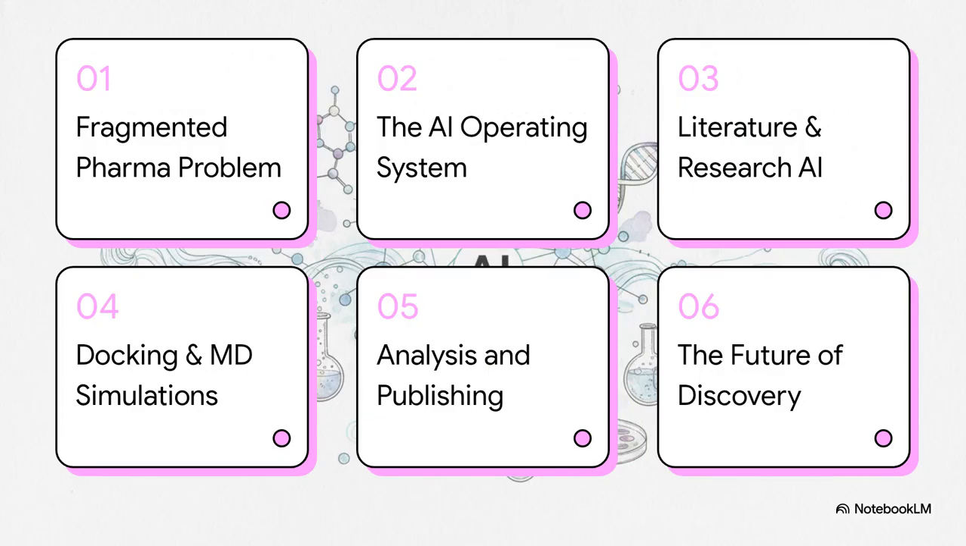So here's our logical workflow journey for today. We'll start with the fragmented pharma problem, explore the AI operating system, look at literature and research AI, docking and molecular dynamics, analysis and publishing, and finally wrap up with the future of discovery. It's a massive 16-module ecosystem, so let's get right into it.